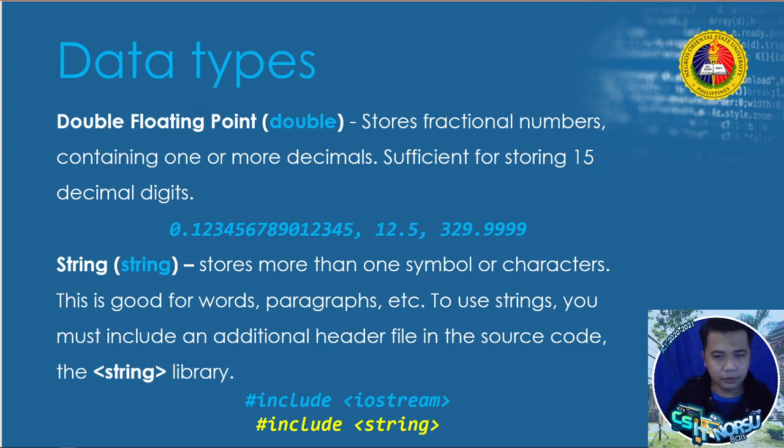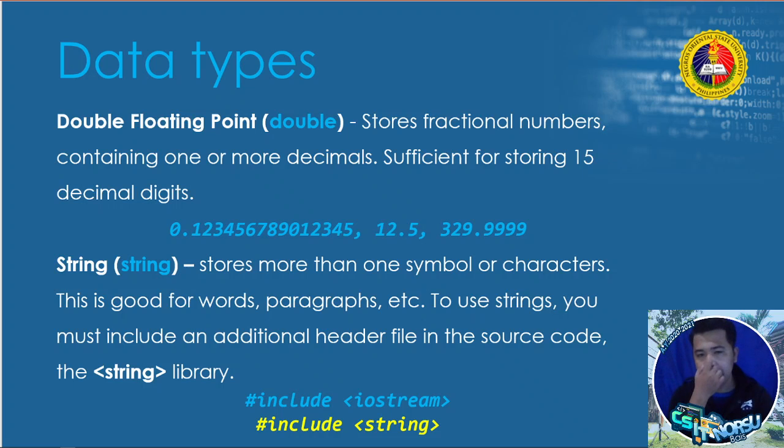Okay, double floating point, or we'll call it double. It stores fractional numbers containing one or more decimals, sufficient for storing 15 decimal digits. So basically, it is the same as the floating point. However, the double can be used for numbers with up to 15 decimal points. So if you're doing a program that deals with numbers with few decimal points, you can either use float or double. It's totally up to you. It's going to work just the same. The only difference is if you're going to deal with more than 7 decimal points, then instead of using float, you're going to use double.